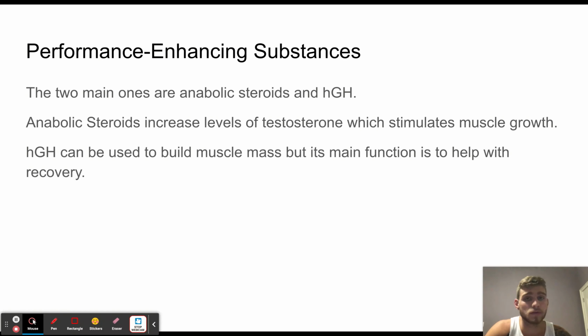HGH can also be used to build muscle mass, but it's mostly just used for recovery because the faster you can recover, the faster you can get back out there and do those things that are going to keep building your muscles and getting you conditioned to perform at your best ability. So those are the two main ones. There's also creatine. There's been studies on it to see if it actually does help you. It's not really known yet, but what it's supposed to do is get more ATP to the muscle so that you can have stronger contractions. It's supposed to help you out during the workout. More ATP, more energy, the better your muscles can work.